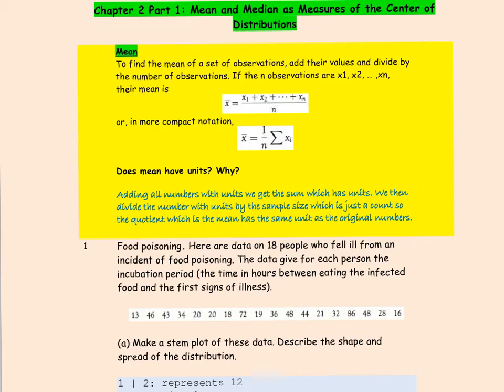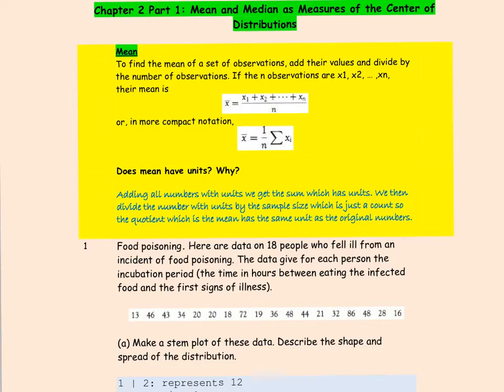In this chapter, we're going to define some numbers that represent a data set. We're going to begin with the definition of mean and median. Mean and median represent the center of the data set.